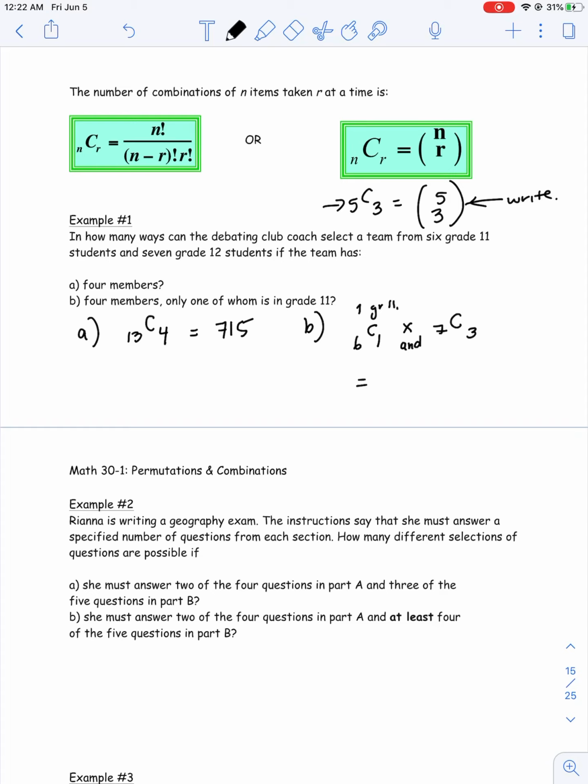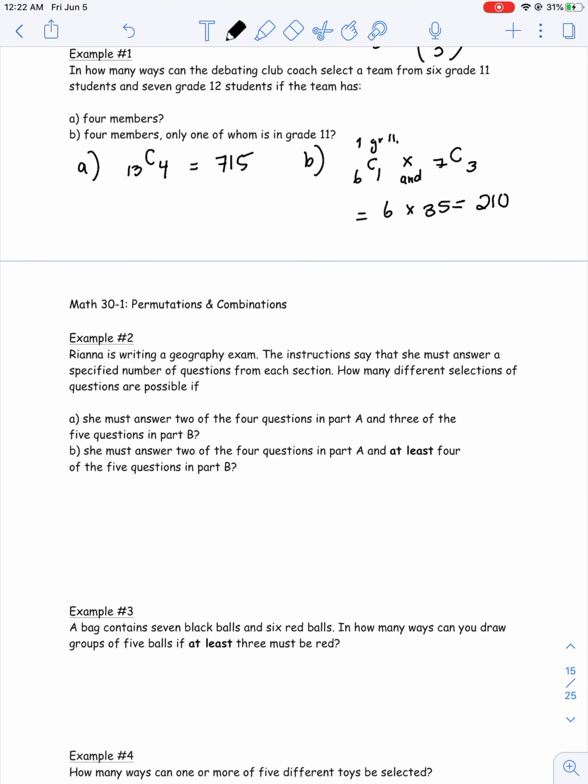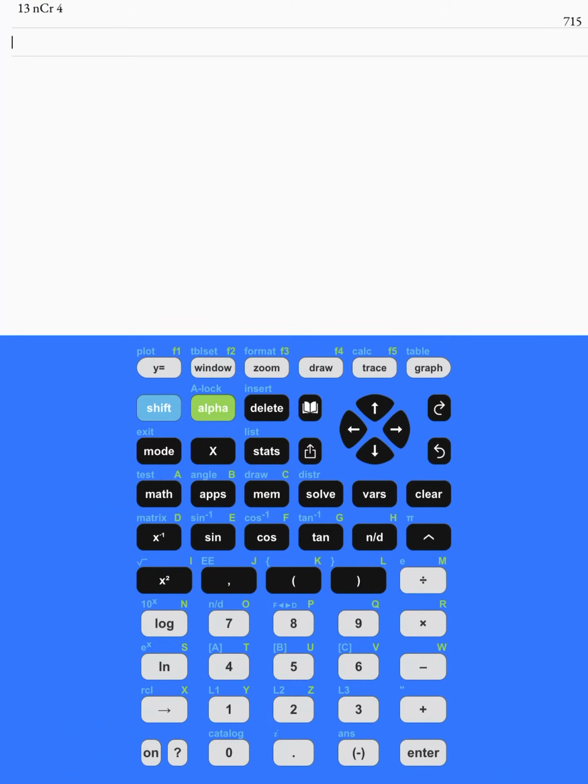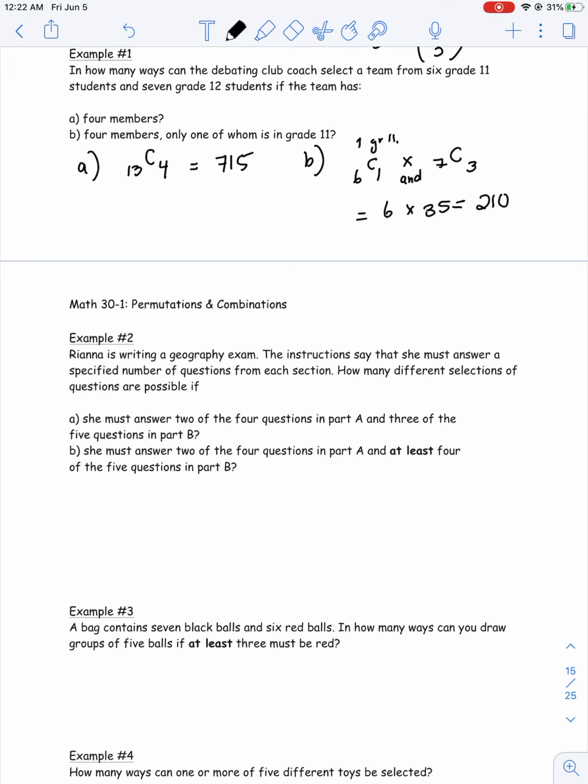So that's going to be equal to 6 choose 1, which is 6, multiplied by 7 choose 3, which is 35. And so our answer is 210 when you multiply these 2 numbers together. Again, we're using our calculator to calculate that. We're going 7, math, probability, number 3, and then 7 choose 3 is equal to 35. So that's how I got those answers.